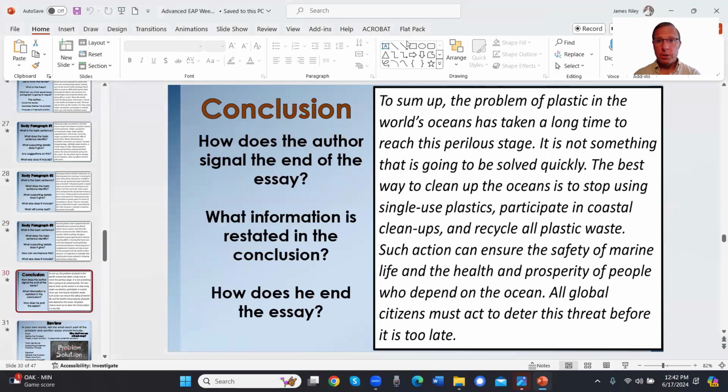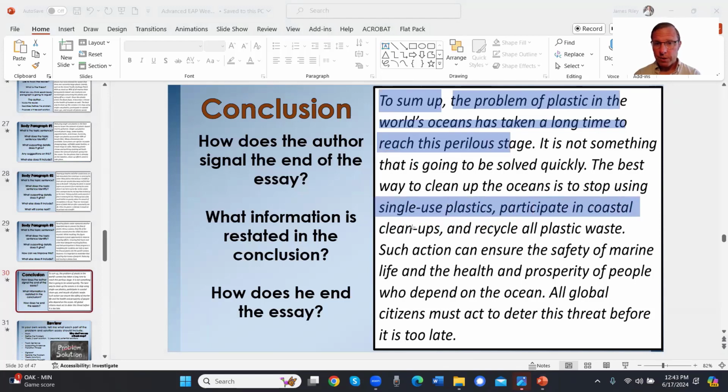When we reach our conclusion, we can see the author is signposting. He is telling us about the problem, restating the problem. Then he's going over the 3 parts of the solution: getting rid of single-use plastics, beach cleanups, and recycling. Then the author leaves us with a strong concluding thought.